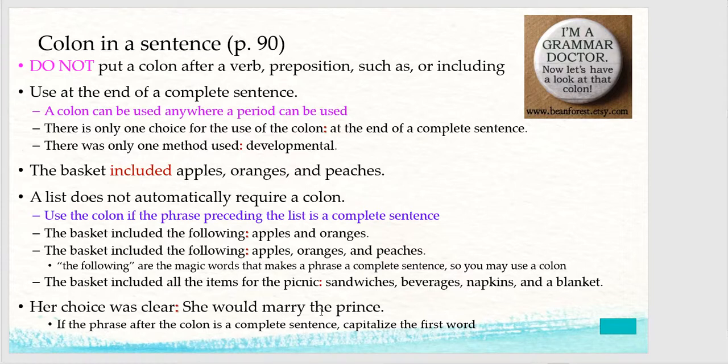Now, if the phrase that follows the colon is a complete sentence, you need to capitalize the first word just like you would any complete sentence. That's not true with the semicolon. It's only true for the colon.